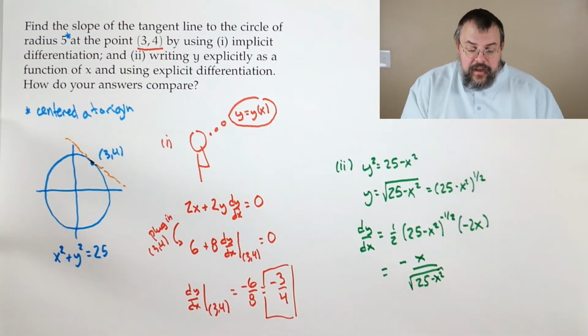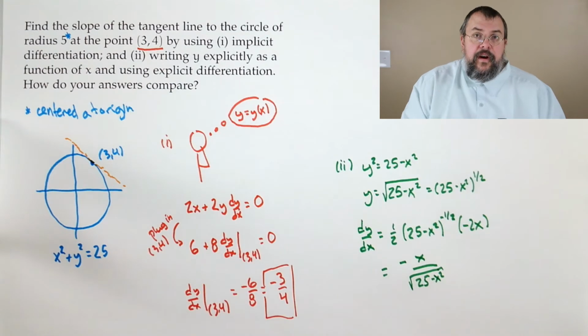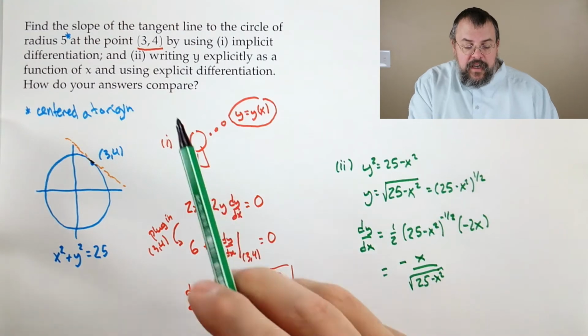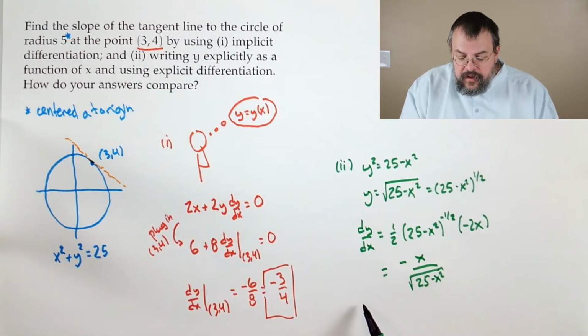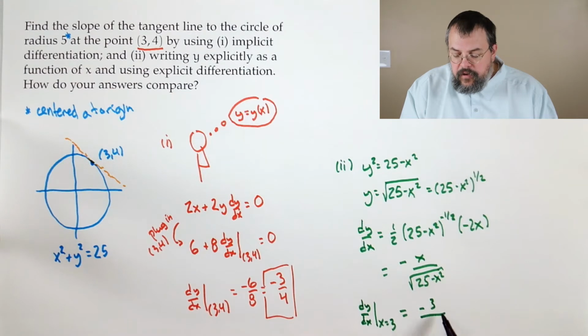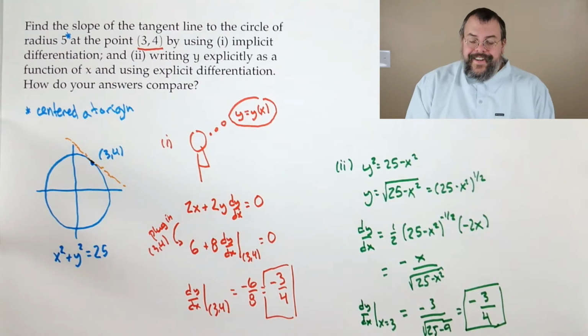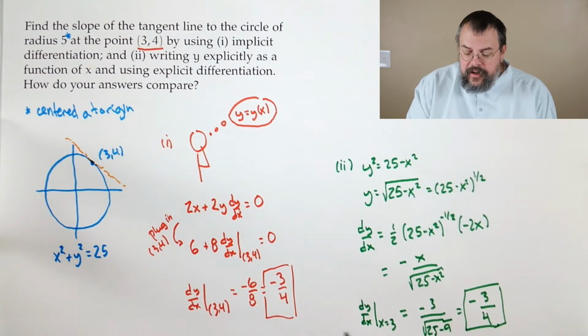Now I need to evaluate. So I'm at the point 3,4, and since I've written it as y as a function of x, I'm going to plug in the x coordinates. I'm going to plug in x equals 3. So dy dx at x equals 3 would be negative 3 over the square root of 25 minus 3 squared, which is 25 minus 9. So that turns out 25 minus 9 is 16, and square root of 16 is 4. So minus 3/4. Okay, good. And what do you see? You see they're the same.